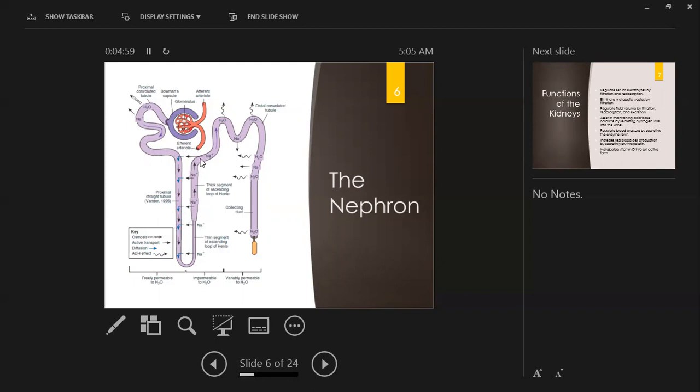Coming up that thick segment of ascending loop of Henle, we will see the distal convoluted tubule. We have lots of ADH effect right here in this distal convoluted tubule. Water will be reabsorbed through the antidiuretic hormone actions. Sodium, therefore, will also be reabsorbed. And then we will come down that distal convoluted tubule into the collecting duct where we produce urine.